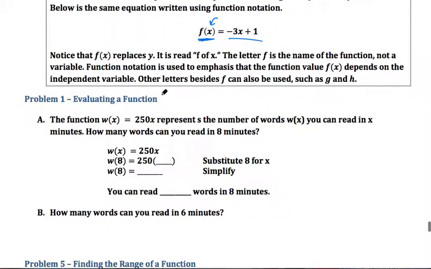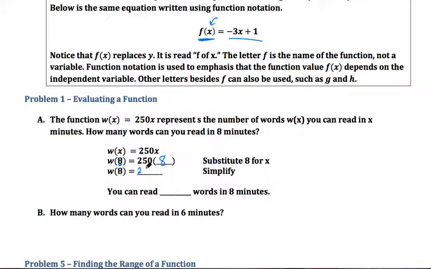So here again we have a function. This one is called w of x. Remember, not w times x, not w parentheses x, w of x. And w of x is equal to 250x. It represents the number of words that you can read in x minutes. So how many words can you read in 8 minutes? Notice the equation starts off with x as the general equation. Now if we want to plug in 8, we plug in 8 on the left side, and we plug in 8 on the right side. Then if we evaluate 250 times 8, we get 2,000. So now we can say w of 8 is 2,000.